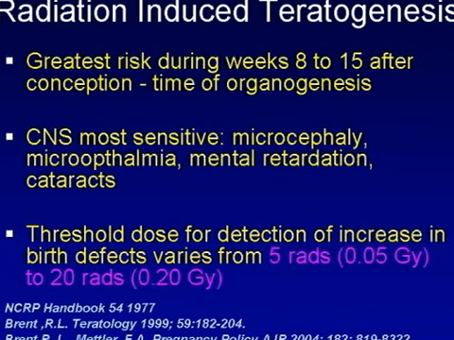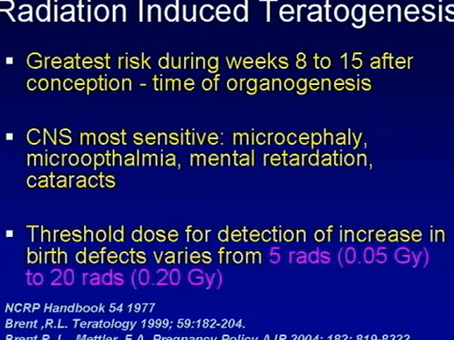So in terms of radiation-induced teratogenesis, the greatest risk to the fetus will be during weeks 8 to 15 after conception, because this is that critical time of organogenesis. And it's been shown that the CNS is most radiation sensitive, and at high doses, the fetus can develop problems such as microcephaly, microphthalmia, mental retardation, and cataract formation.